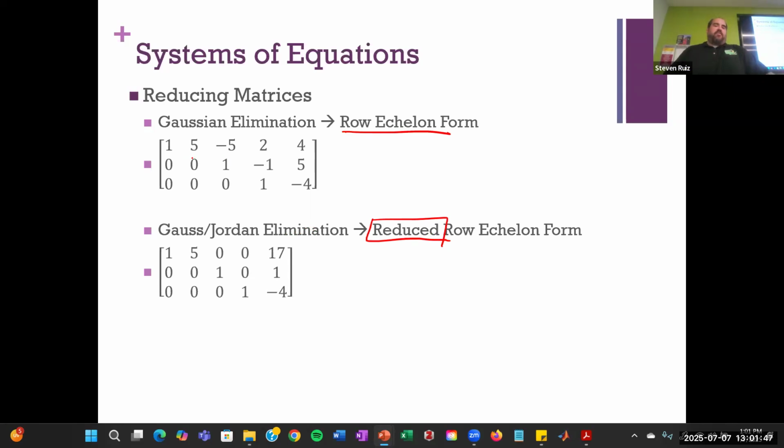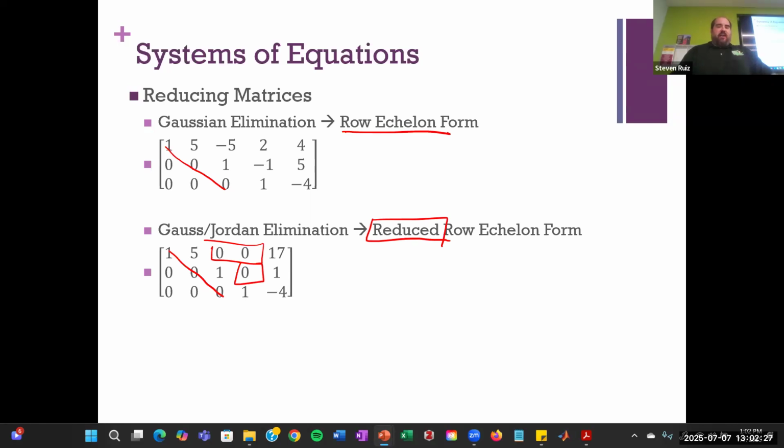Right. So the first thing we looked at was to basically get zeros below this diagonal. These both have that feature. The big difference is that in Gauss-Jordan elimination, or reduced row echelon form, wherever possible, we get zeros above that diagonal as well. It's not always possible, but where it is possible, we get those zeros. But like we talked about last time, it's not always possible. Sometimes you're not going to have a unique solution.